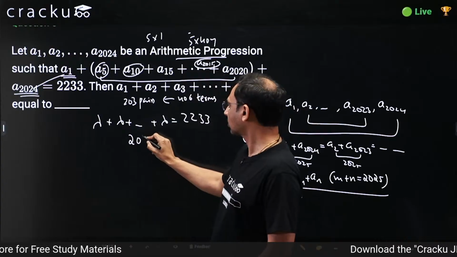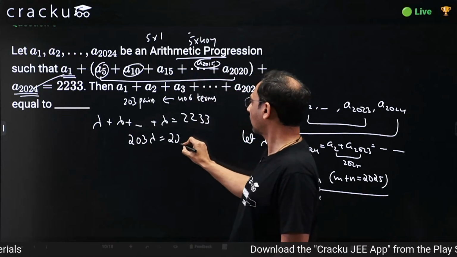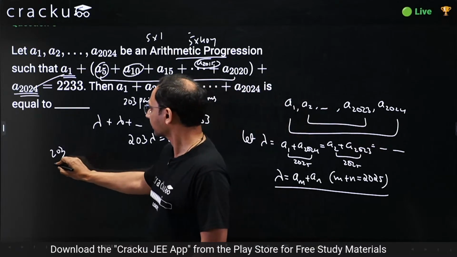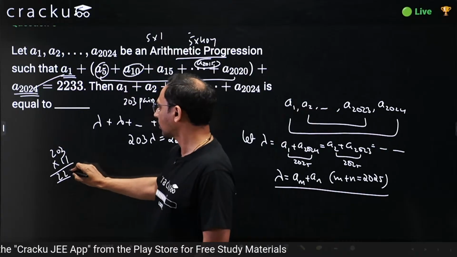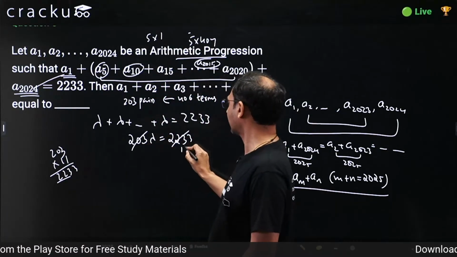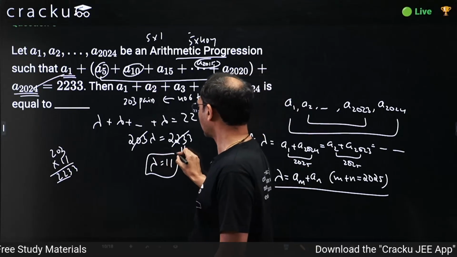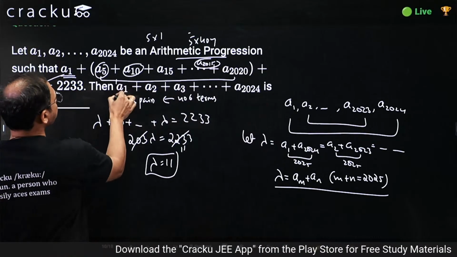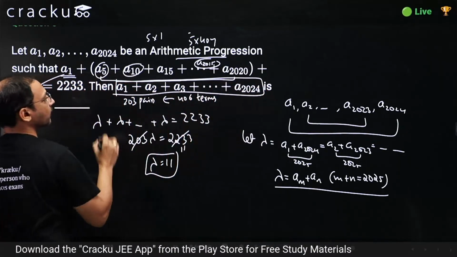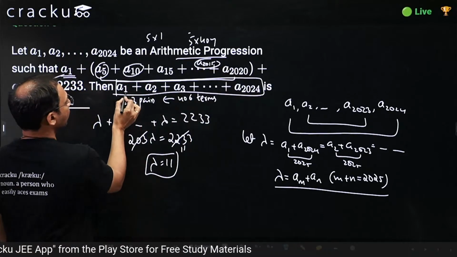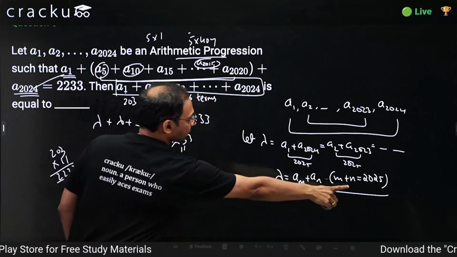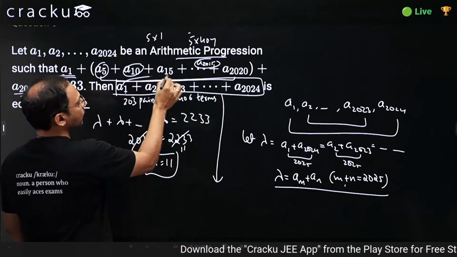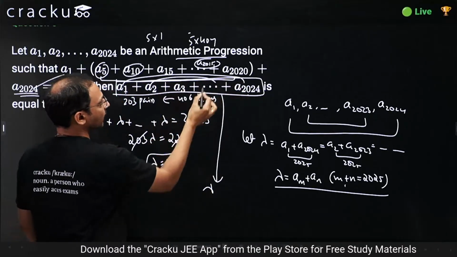So this will reduce to 203 lambda is equal to 2233. Now 203 into 11 will give me 2233. So this will cancel and we get lambda is equal to 11. So that symmetric sum we are talking about is 11. Now what is he asking? He is asking the sum of all these terms. Again we'll use the symmetric property. 1 plus 2024 is 2025, so again the symmetric property will be triggered. This sum is lambda, this sum is lambda, and so on.